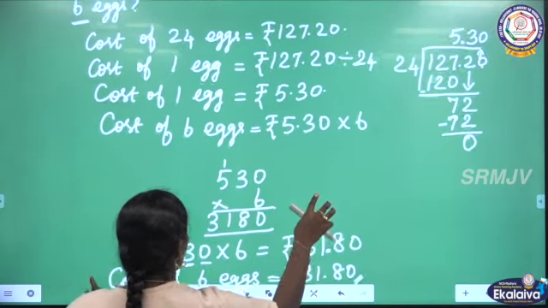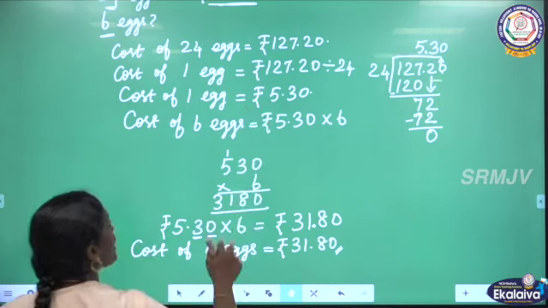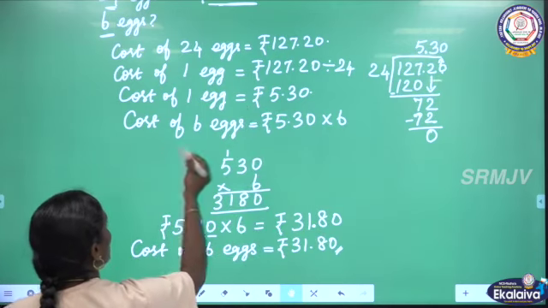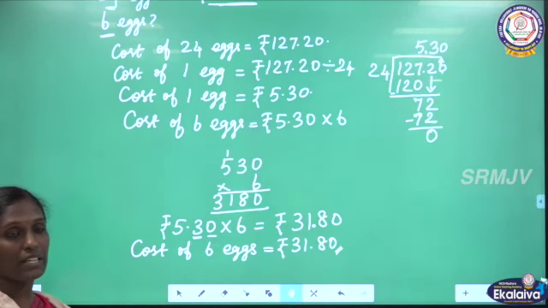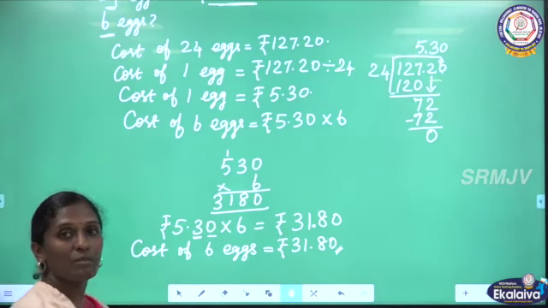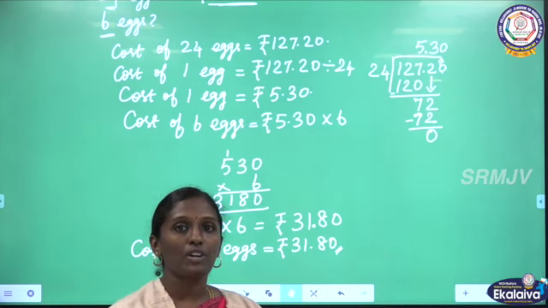Now from the cost of 24 eggs we found the cost of 1 egg by using division. After that by using multiplication we found the cost of 6 eggs. By using unitary method we have to find the answer. Is it clear, children? Hope you all understand.